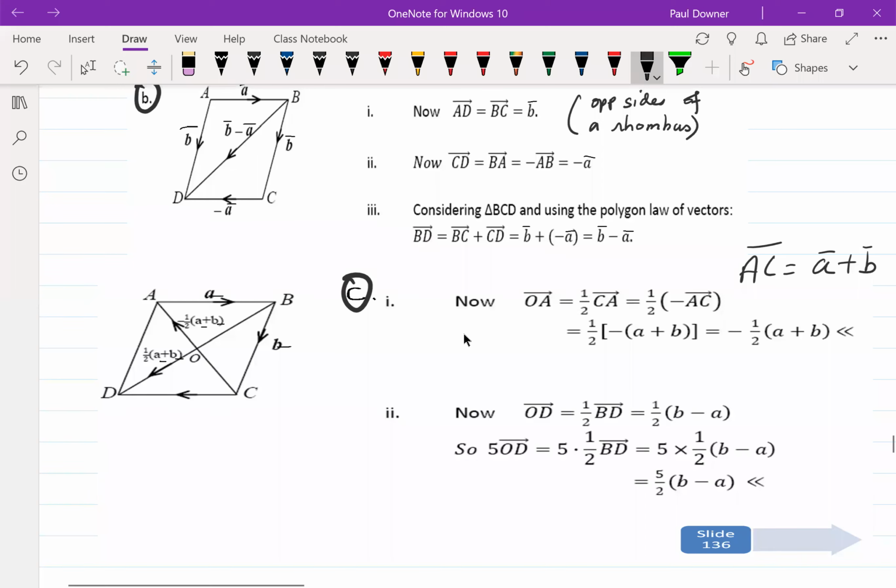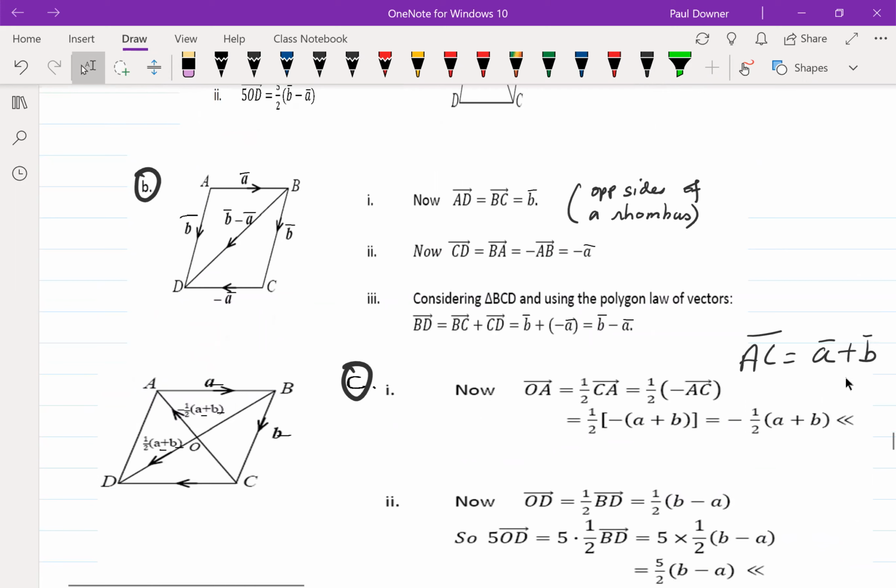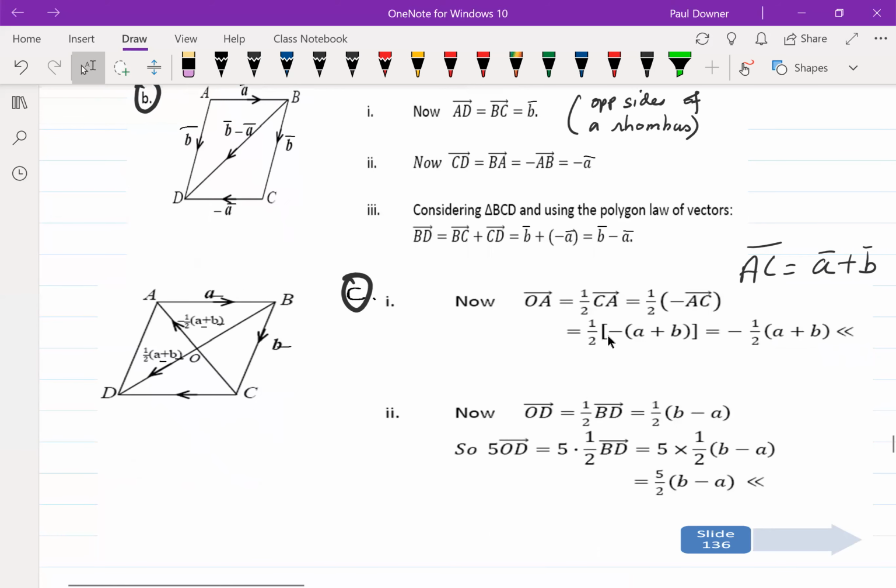Good? But if they want us to find OA, which is a half of CA, which is the same thing as a half of the opposite of AC, because these are what we call inverse vectors, then this half is here, this opposite is here, or negative sign, and AC we had calculated from above to be A plus B. So I wrote it here, A plus B. So this AC will be A plus B, which is this A plus B here. This minus sign is this minus, this half is this half. So when you multiply a half by this minus, which is really minus 1, it'll be minus a half A plus B, which is what they wanted us to prove.